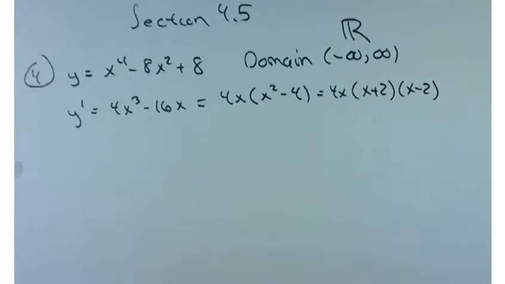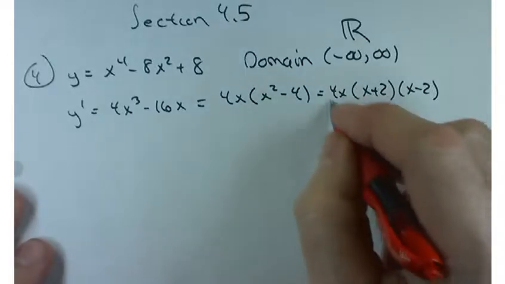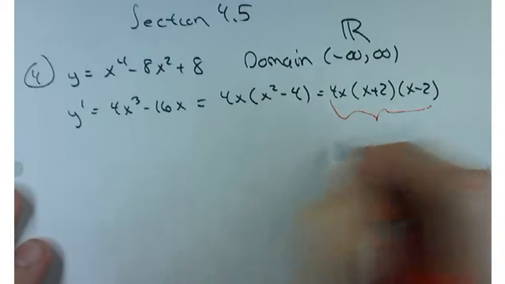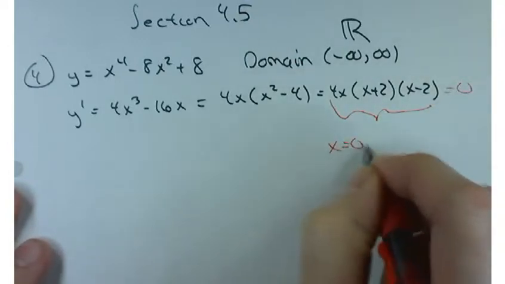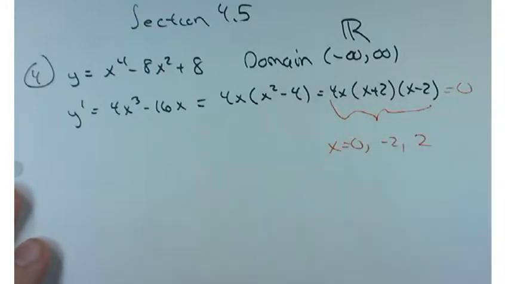We should be able to read off the roots from this polynomial. Where does this actually equal 0? Good. 0, negative 2, and 2. All right, looking good.